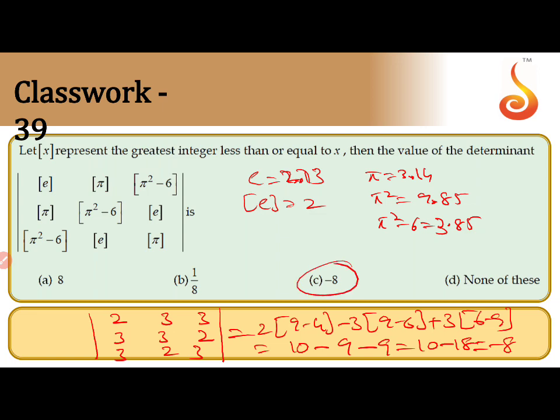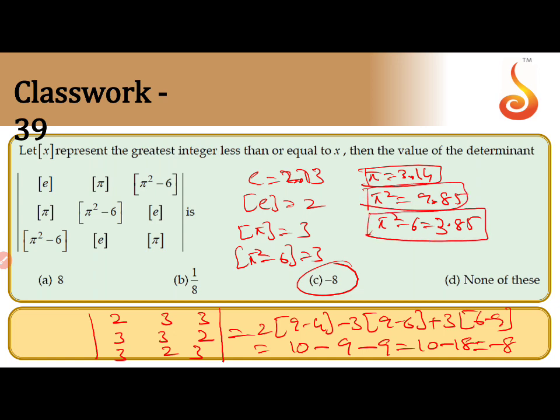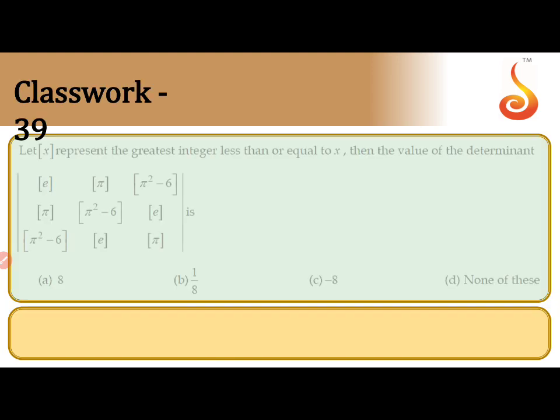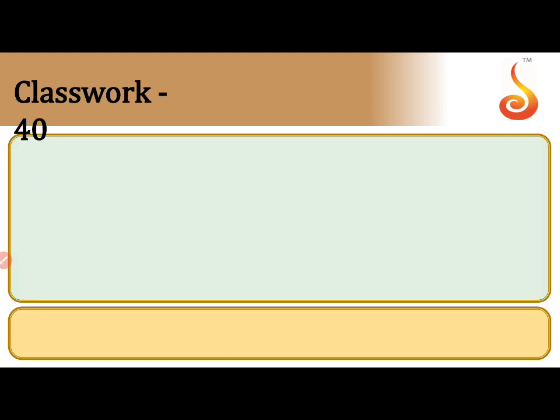E is 2.712, and its step is 2. Pi is 3.14, and step of pi is 3. Step of pi square minus 6 is also 3. These values are substituted: step of e is 2, step of pi is 3, step of pi square minus 6 is 3. Substitute these values here to get the answer. Pi is 3.14, pi square is 9.85, so pi square minus 6 is 3.85. If you apply the step function, you get integers and solve. So the answer is C. Next question.